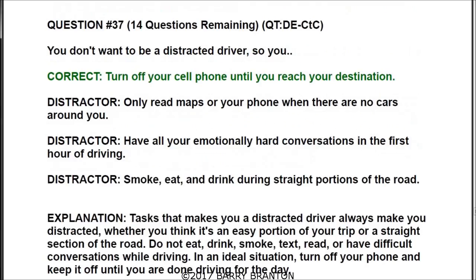Question number 37. You don't want to be a distracted driver. So, the correct answer is, turn off your cell phone until you reach your destination.